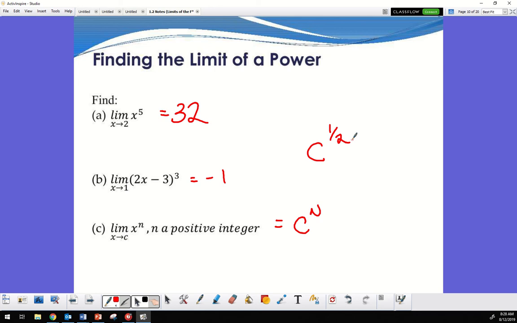It would be root. Whenever I have a power as a fraction like this, the top is my power, the bottom is my root. So that would be basically saying square root of c. Like I said, I'm not expecting you guys to remember everything right away, but that's why I try to ask these questions and go over it.